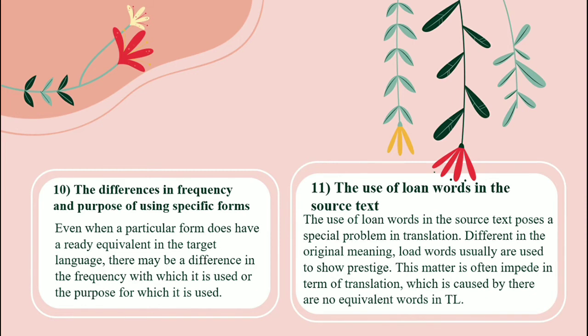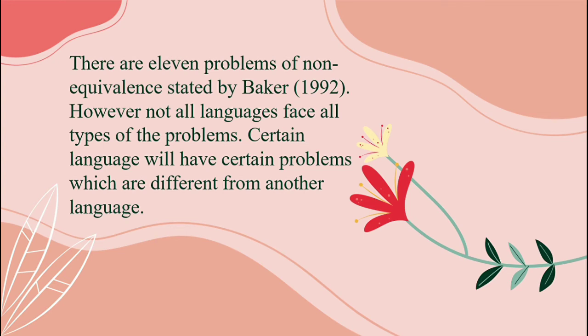The use of loanwords in the source text poses a special problem in translation. Different in the original meaning, loanwords usually are used to show prestige. This matter is often impeded in terms of translation, which is caused by there being no equivalent words in the target language. These are the 11 problems of non-equivalence stated by Baker.